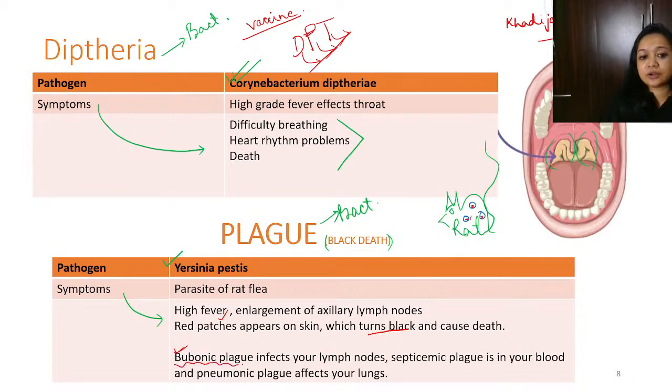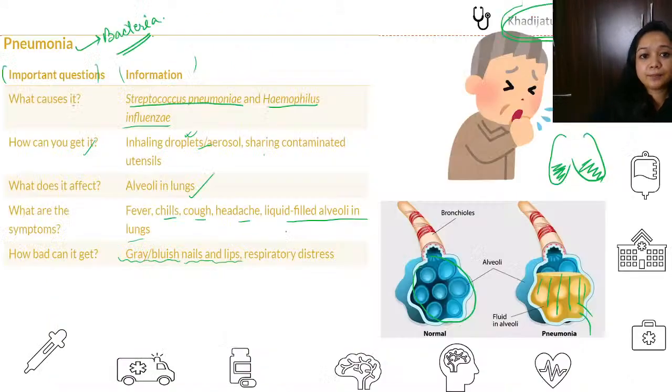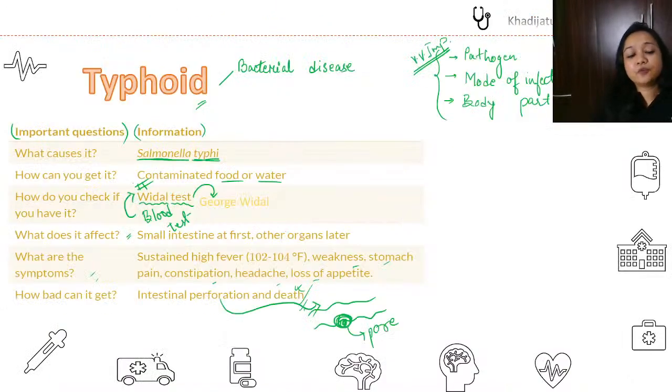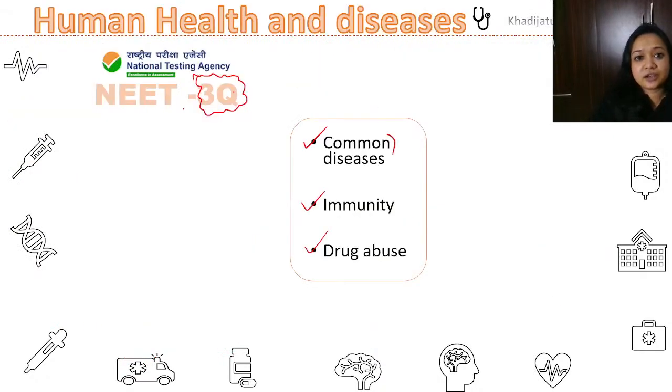I have mentioned them here only to help you recognize these words and not consider them alien when you appear for your NEET exams and they are by chance given as an option in any particular question. Okay, so these four: diphtheria, plague, pneumonia, and typhoid are the four bacterial diseases that are mentioned in our NCERT. Okay, so this was the bacterial diseases, and we have covered the bacterial disease from the common disease part.